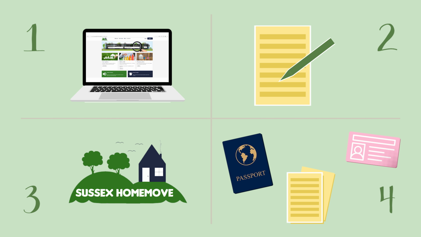So, to summarise, to access social housing in Wealden, you must go to the Sussex Home Move website at www.sussexhomemove.org.uk/choice. Complete the application form. Create a Home Move account if you have not done so already. And upload documents which support the things that you have told us on your form.